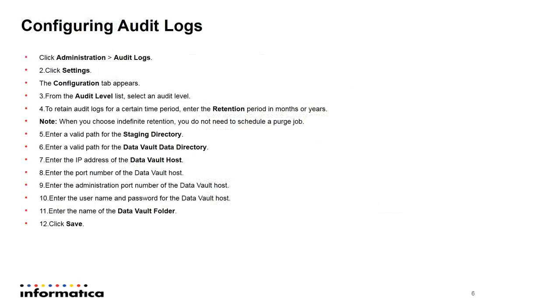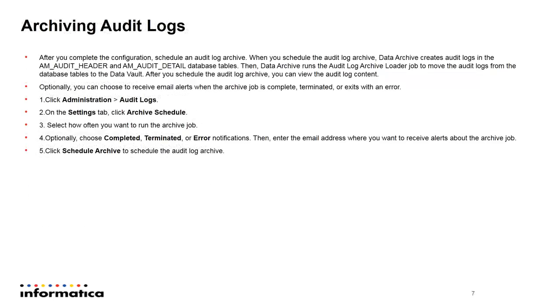So what are the steps to configure the audit logs? We need to go to the administration, audit logs, and click on the settings, and there the three tabs will be there. In one of the tabs the configuration will be there. From the audit level we need to select, like previously we discussed, that type of audit level, retention period, and all information like staging directory, data vault directory, all the data vault details where we are going to archive the audit logs. So once we are done with setting, then we can go for archiving the audit logs.